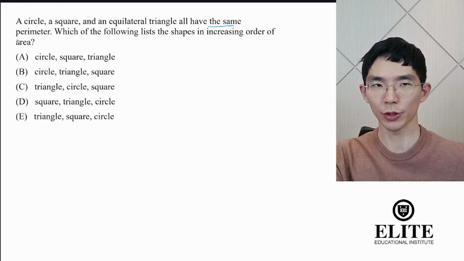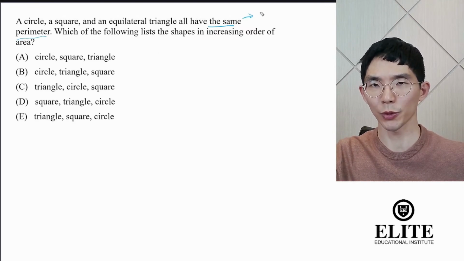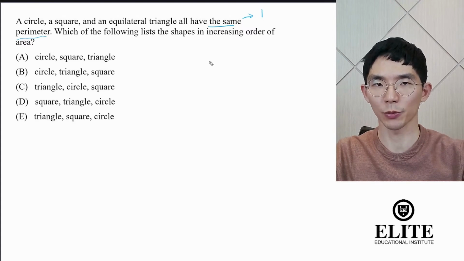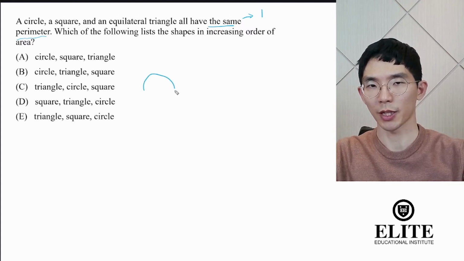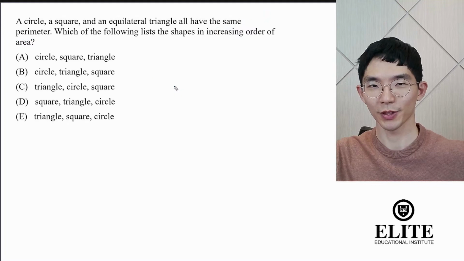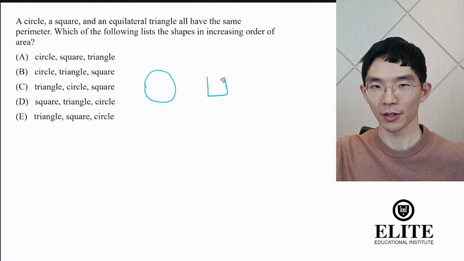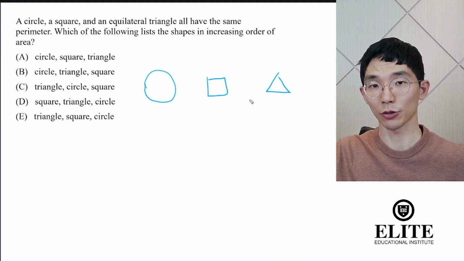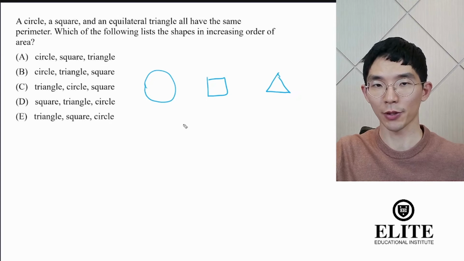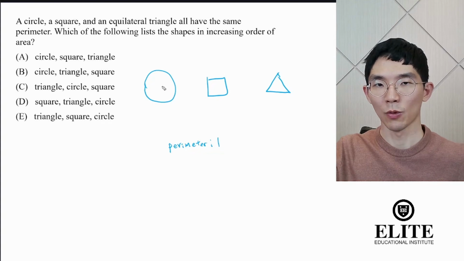Do we have any restriction on what the perimeter has to be? No. So therefore, we're going to simply set the perimeter to be 1. So let's start drawing it. I have the circle, a bit better circle, and square, and then also an equilateral triangle. And let's just assume that they all have the same perimeter of 1. Okay?